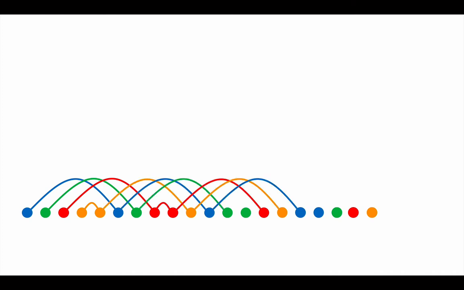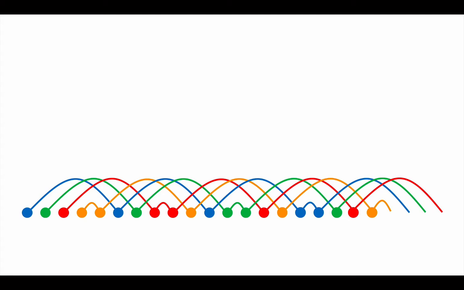We're going to draw an edge between two vertices if they have the same color and they're consecutive among all vertices of that color. So we'll connect the first blue to the second, the first green to the second green, the first red to the second red, and the first orange to the second orange. Then we connect the second orange to the third, the second blue to the third, and so forth. What we have here is what's called the juggling graph for this particular pattern.